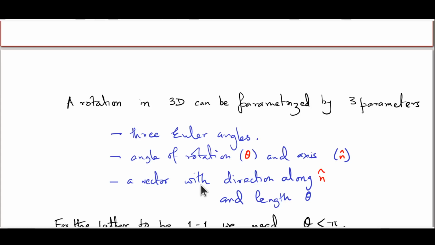Now this last one can be made compact into one single entity. Instead of using 2 things, a unit vector giving the axis and an angle telling me the size of the rotation, all you can do is give me a vector which points towards the axis and whose magnitude will give me the angle of rotation. So this is a vector with a direction along n hat and length theta. So it at least seems that we can represent rotations by vectors in 3D.